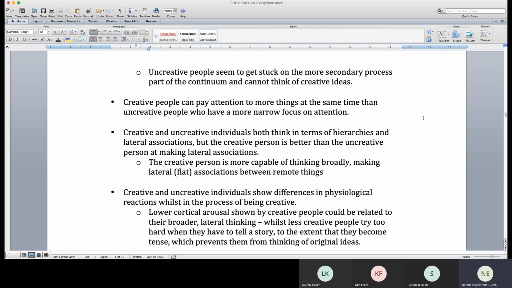Here we have the uncreative people again. Uncreative people seem to get stuck on the more secondary processes part of the continuum, and cannot think of creative ideas.